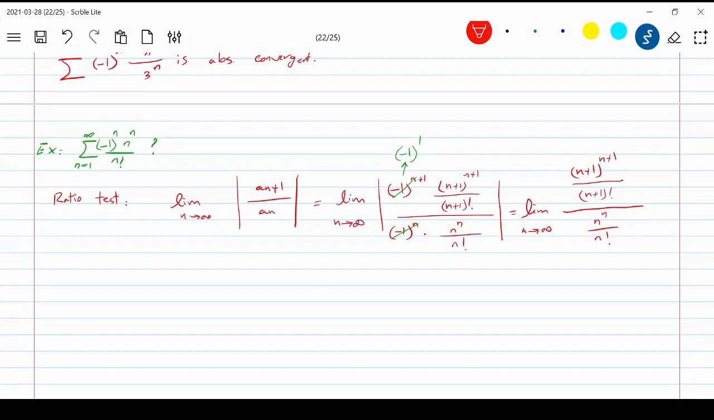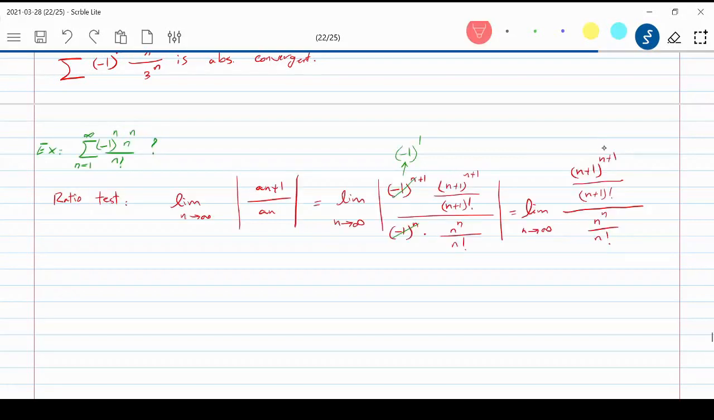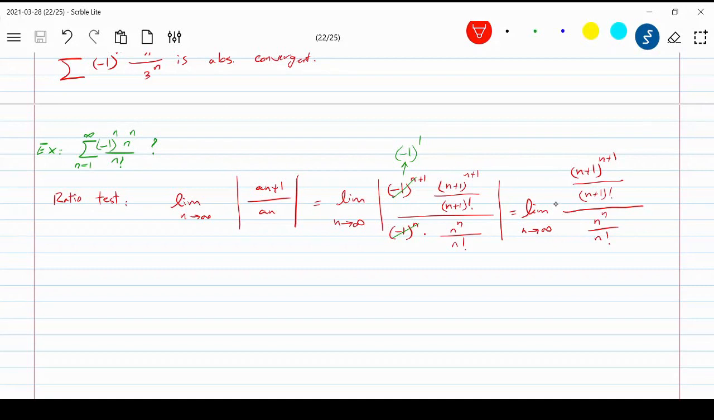Okay, so you could have skipped over this step, but last time I didn't write it. Now I just wanted to mention it for those of you who maybe had an issue with that. So this is basically the limit of the ratio, and we need to calculate that limit.